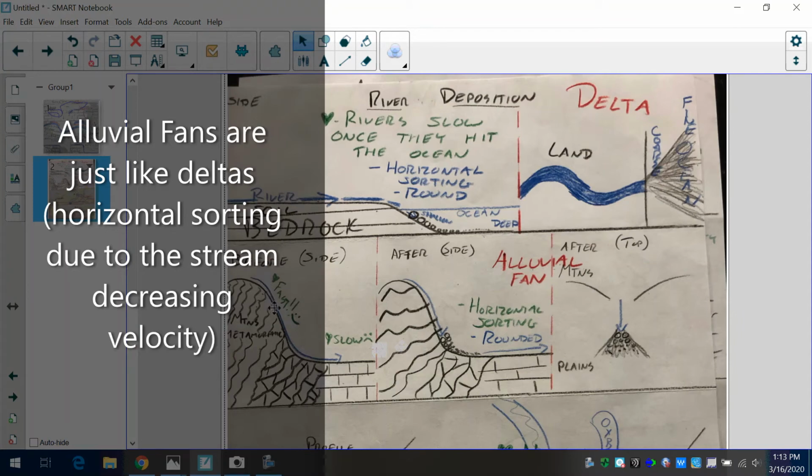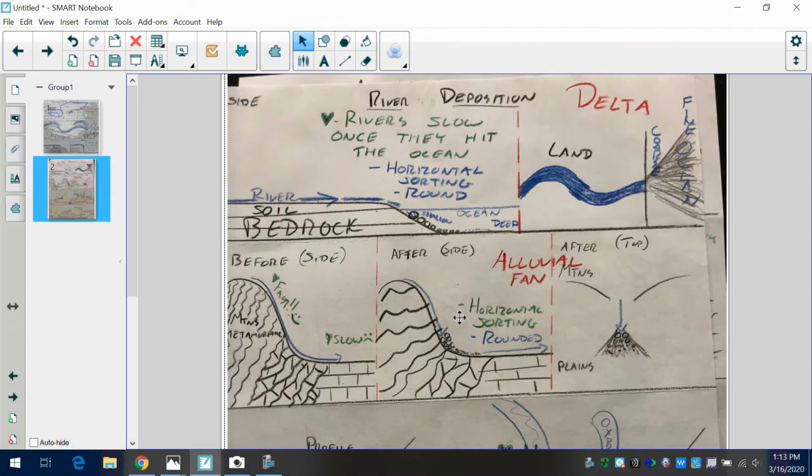An alluvial fan was one that I forgot to mention. When rivers come out of the fast mountains, the steep mountains, they will slow down, and since they slow down, the biggest particles can't get carried by that water anymore. So you get another horizontal sorting event, which is called an alluvial fan. Very, very similar to a delta. The only difference is it happens on land instead of in the water.